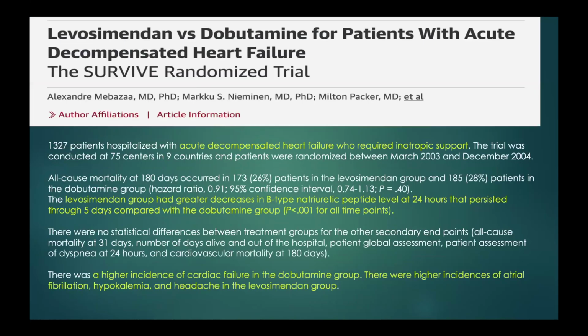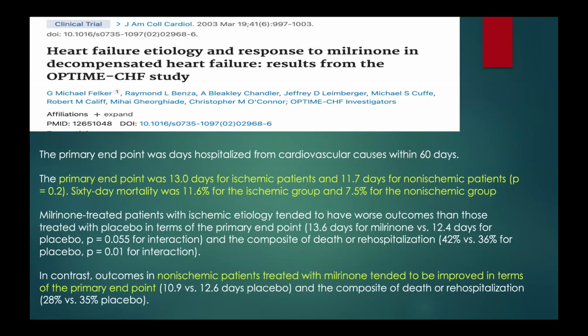Okay. So this is a trial which was done, the famous SURVIVE trial, between levosimendan and dobutamine. It said that in the levosimendan group there is a greater decrease in BNP at 48 hours. Also, the decrease persisted over 5 days, but there was a higher incidence of cardiac failure in the dobutamine group. Whereas in the levosimendan group, there was a higher incidence of atrial fibrillation, hypokalemia, and headache. So then we have the OPTIME-CHF trial. This shows that levosimendan is more useful in the non-ischemic patients as compared to the ischemic group.